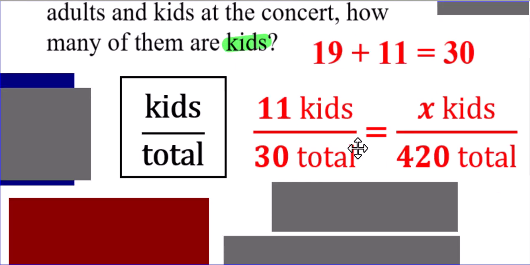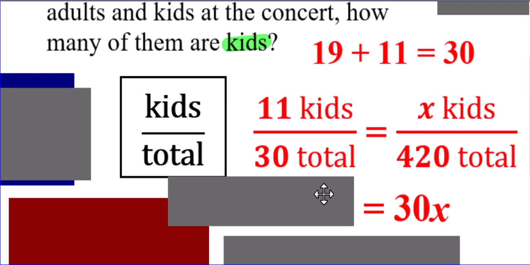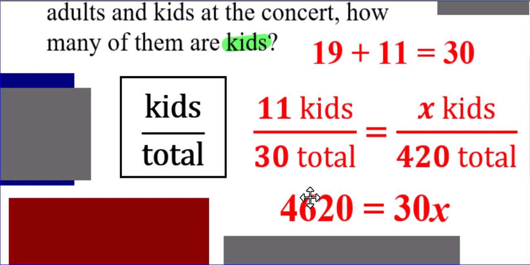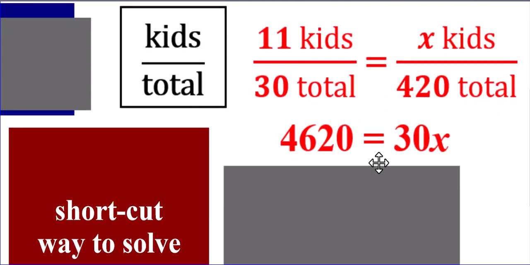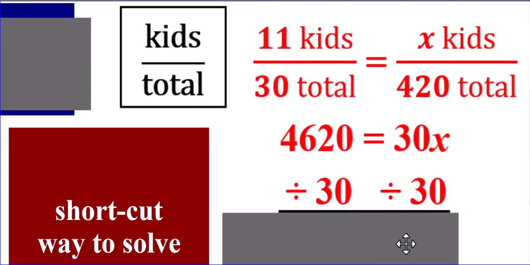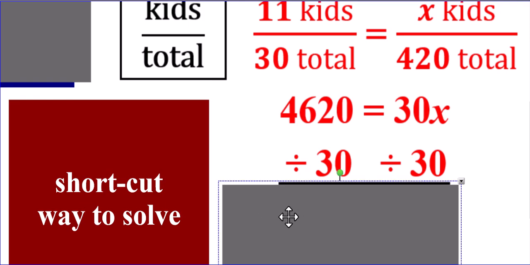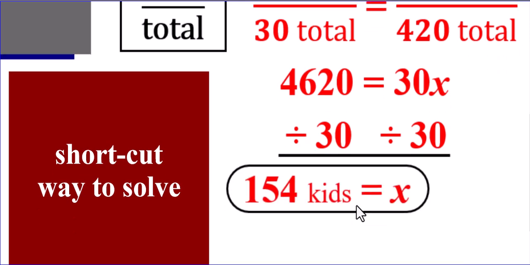All right, from here, let's go ahead, get out our calculators. Let's cross multiply. We know 30 times X is 30X. 420 times 11, go ahead and do that in your calculator. You should get 4,620. Whatever numbers multiply to X, we're going to divide by that on both sides. And that is going to give me an answer of 154 kids.